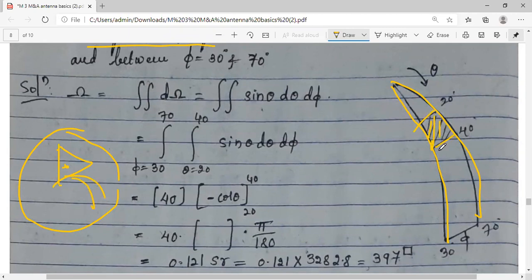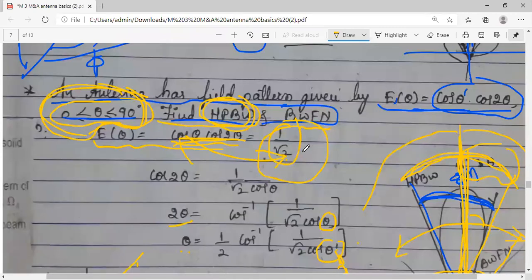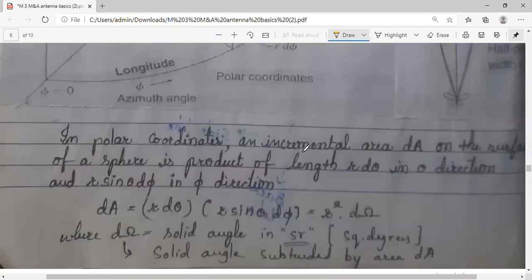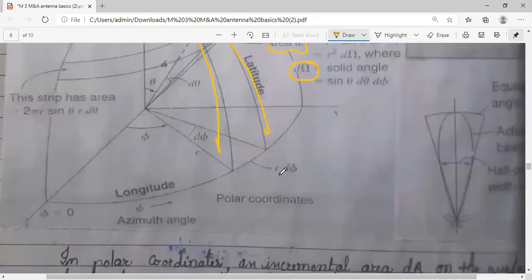Okay, so this is one small area DA. ये structure already हमने देखा हुआ है while dealing with this. This I'm talking about. Okay, this is a small strip I'm talking about. This is your area DA. What is d omega?